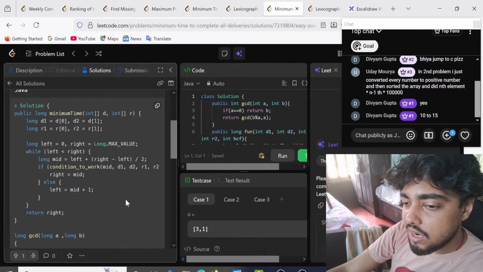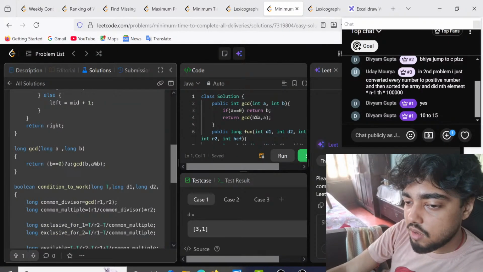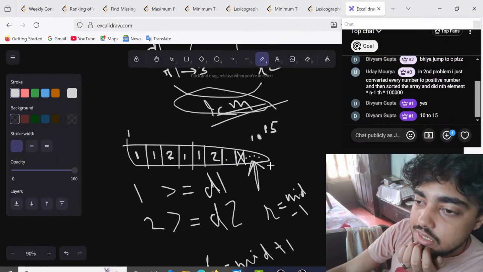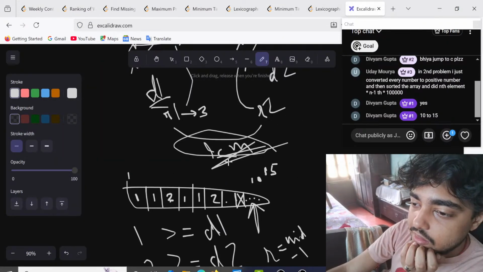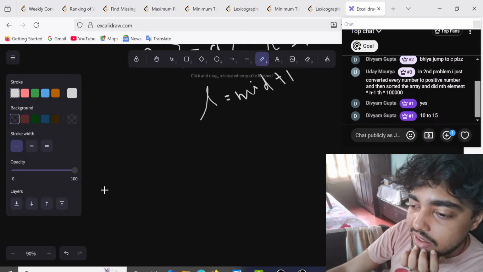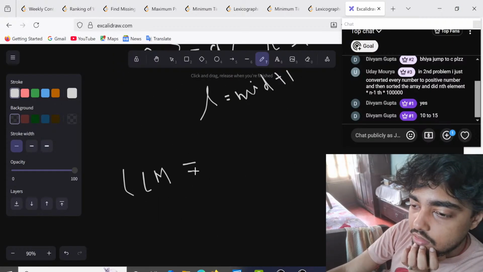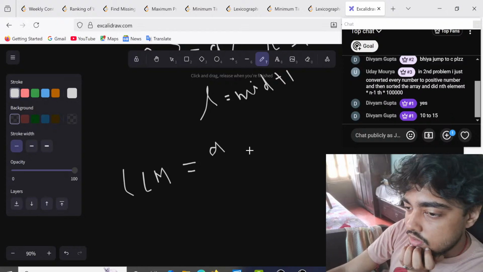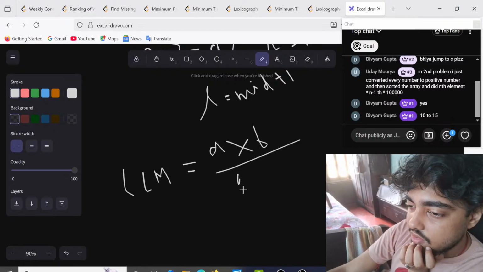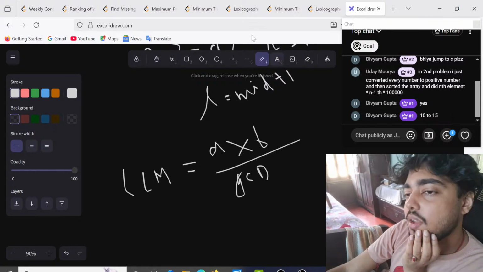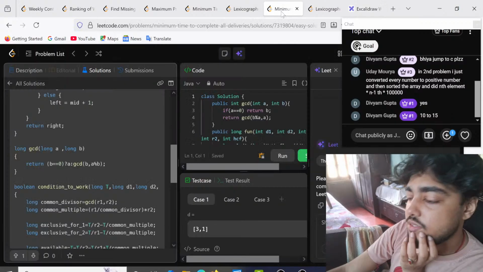Now, what is the condition to work? We would be needing GCD. Why? Because you remember I told you that we would be needing the LCM part, right? Now, you know the formula of LCM. LCM is nothing but the product of the two numbers divided by HCF or GCD, whatever you like calling it. So you know the HCF.